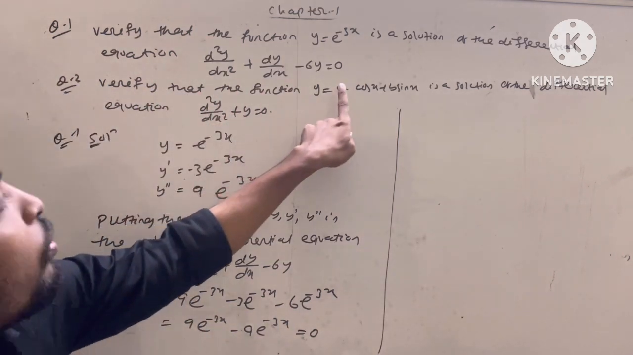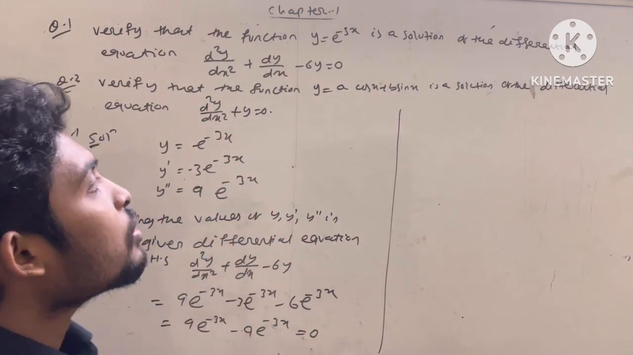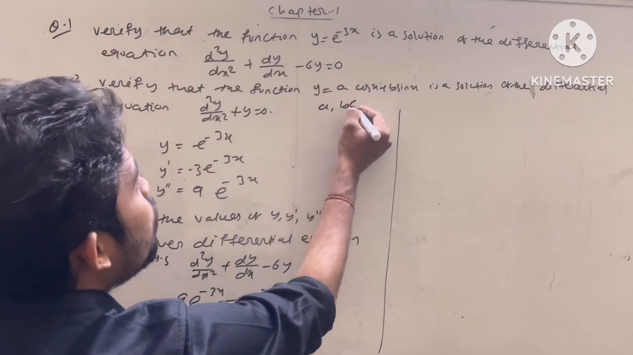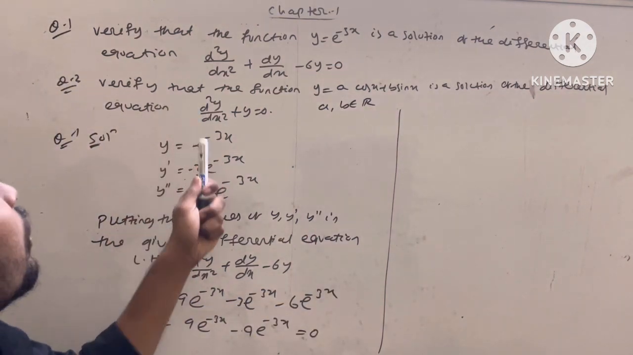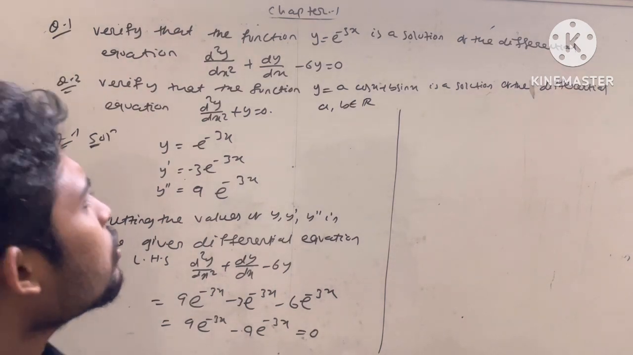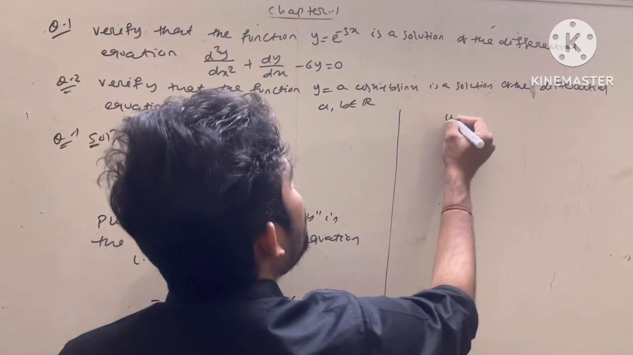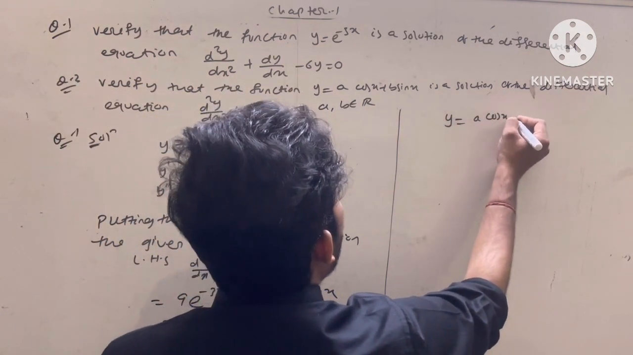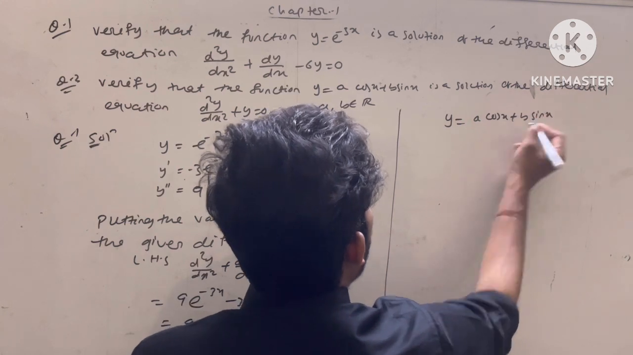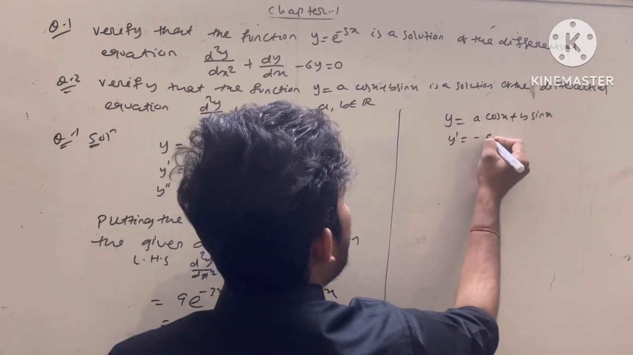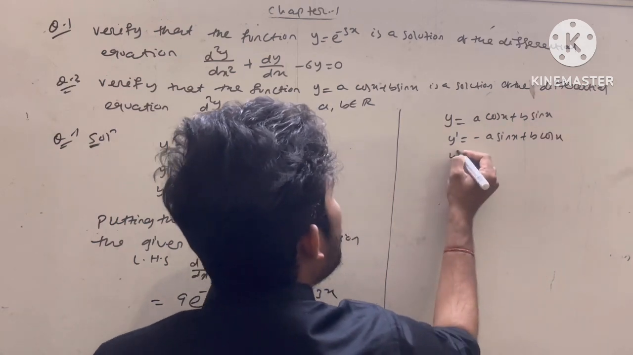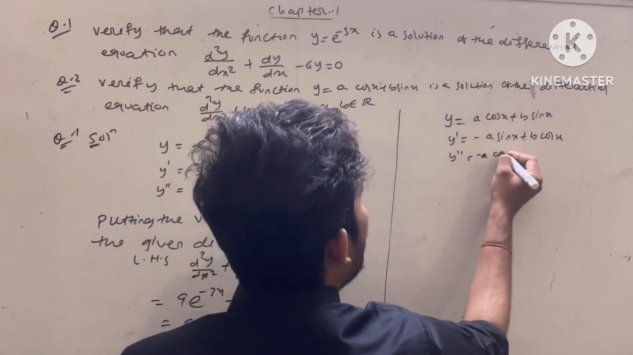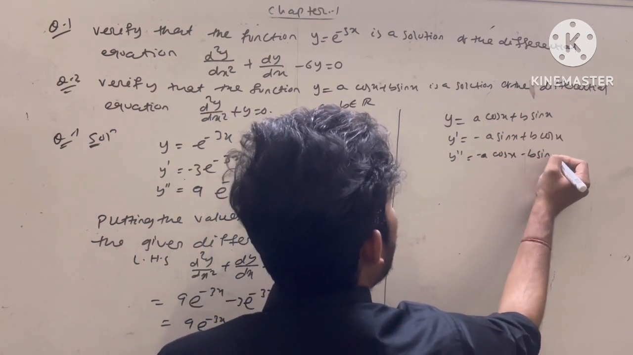Verify that the function y equal to a cos x plus b sin x. So remember that one, a, b belongs to R, is a solution of the differential equation d square y by dx square plus y equal to 0. So you can solve similarly a cos x plus b sin x. So y dash is minus a sin x plus b cos x. Y double dash is minus a cos x minus b sin x.